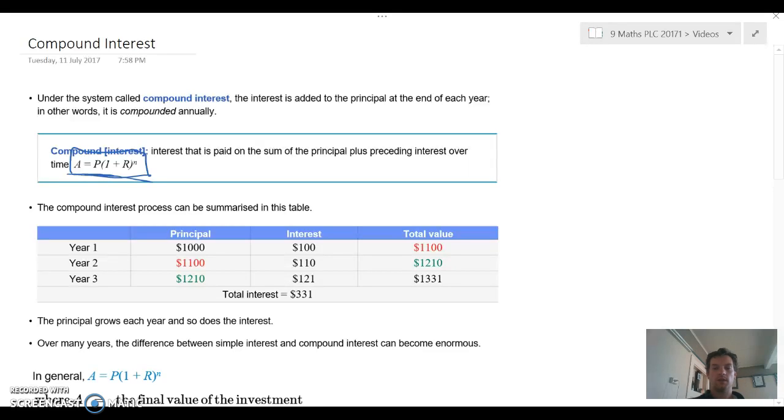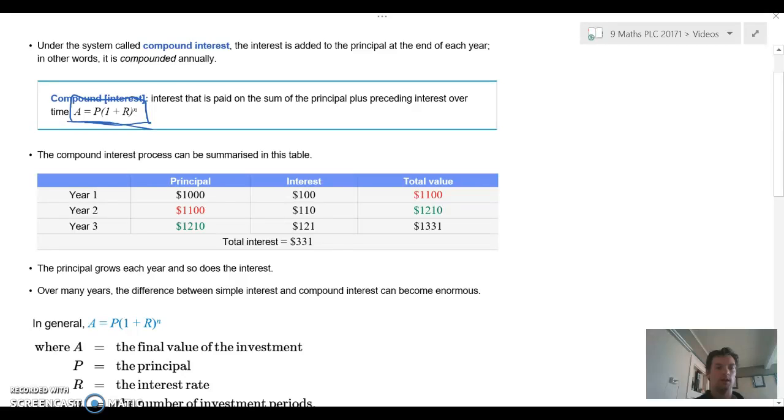So probably the easiest way we can think about compound interest is to have a look at this table here. We've got a $1,000 investment, which we call the principal, and we receive 10% compound interest on that. So we receive 10% of the $1,000. So that's 100. And we add that to get a total figure at the end of the year of $1,100.